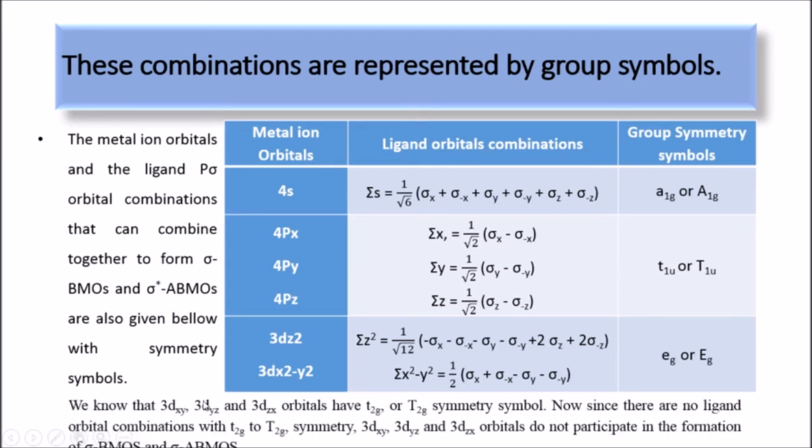We know that the 3dxy, yz and zx orbitals have T2G symmetry symbol, and now since there are no ligand orbital combinations with T2G symmetry, these 3dxy, yz and zx orbitals do not participate in the formation of sigma BMOs and sigma star ABMOs.